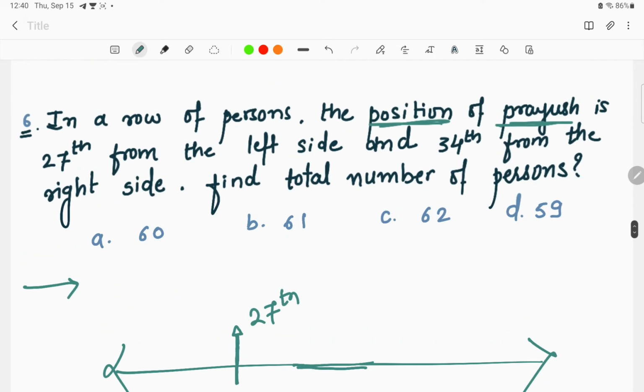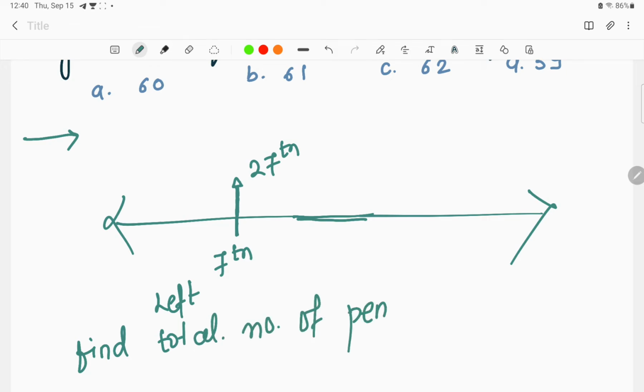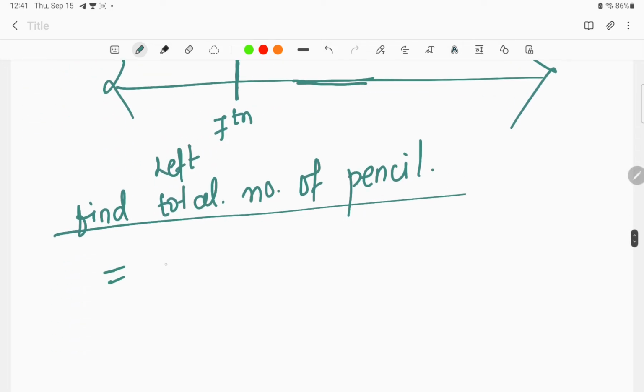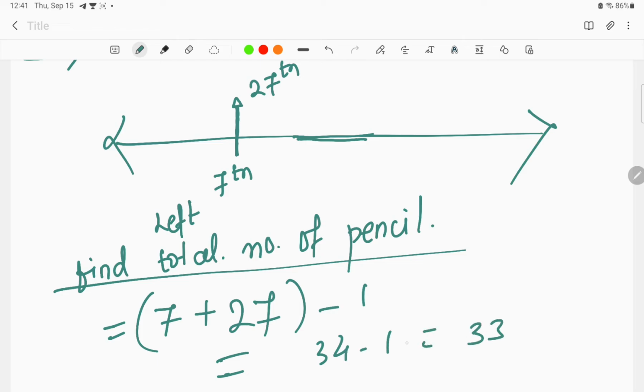Now what we have to find is the total number of pencils over here. If we have to find the total number of pencils when one single pencil's position has been mentioned from the left side as well as from the right side, we have to take the sum of the positions that have been given, that is 7th from the left and 27th from the right, minus 1. That will be 34 minus 1, that is 33. So basically in this way we do the calculations for such kinds of questions.